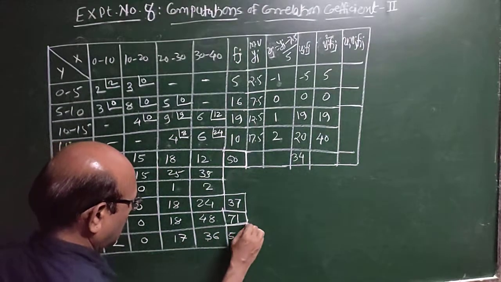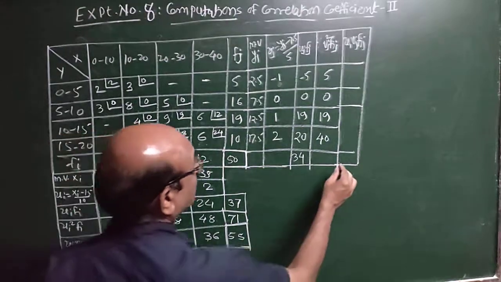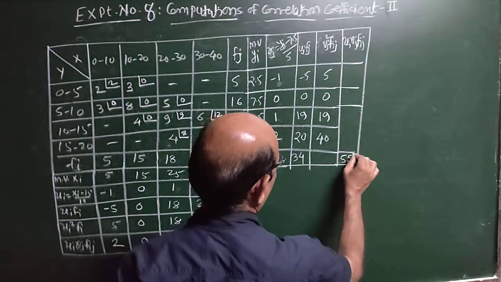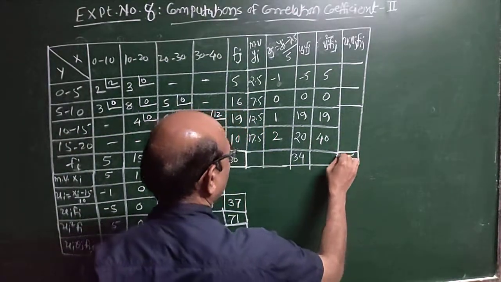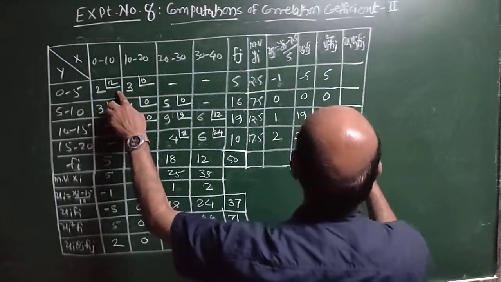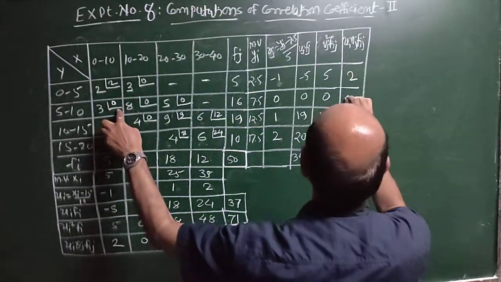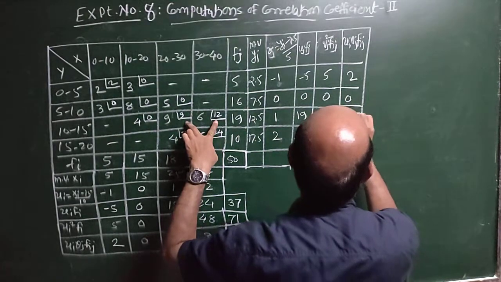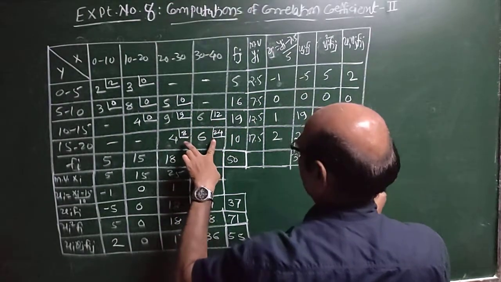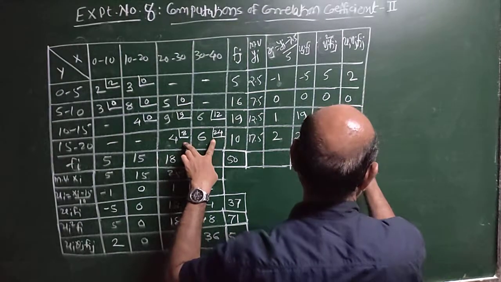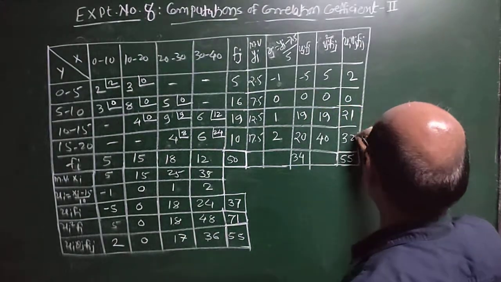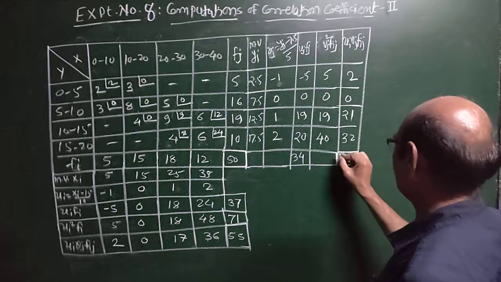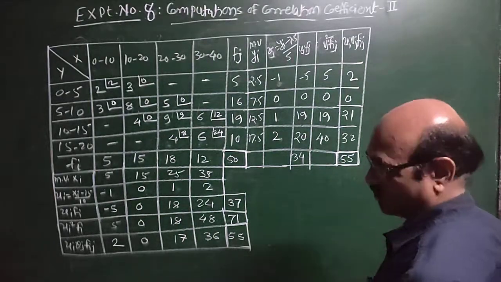This total must be equal to this total. We'll check: 55 and 55 must tally. So this will be 2, this will be 0, this will be 12 plus 9 will be 21, and this is 32. So this addition will be 55. These two must be equal.